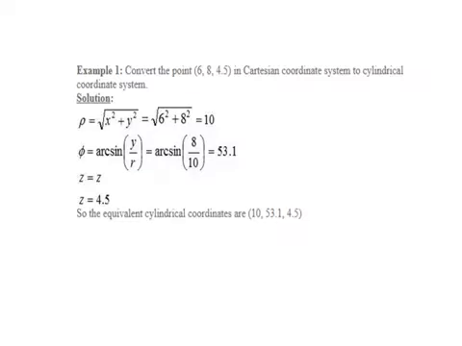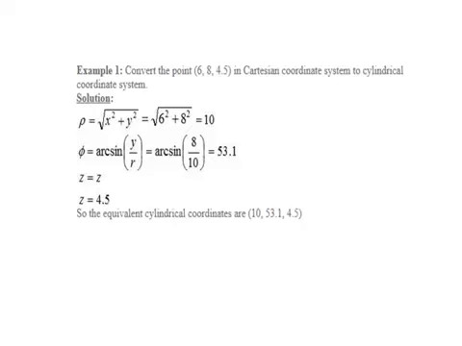In continuation of the previous lecture, we have another example. Convert the point (6, 8, 4.5) in the Cartesian coordinate system to the cylindrical coordinate system. In order to transform into cylindrical coordinates, we are required to find the value of r, which can also be represented by the symbol rho, and theta. And z remains the same, so its value is 4.5.